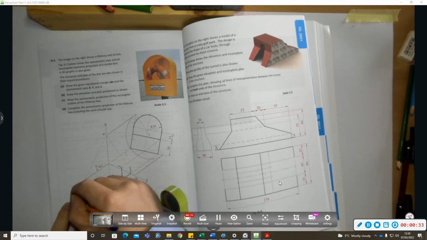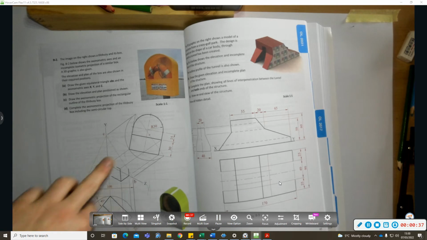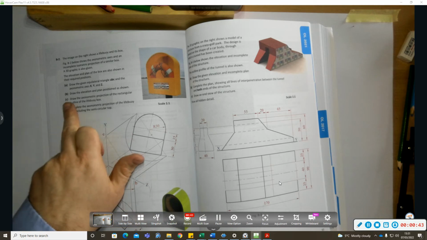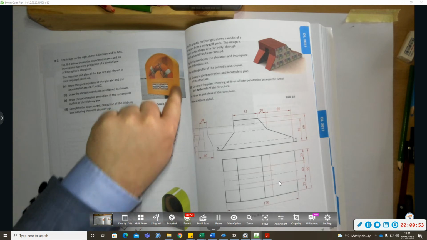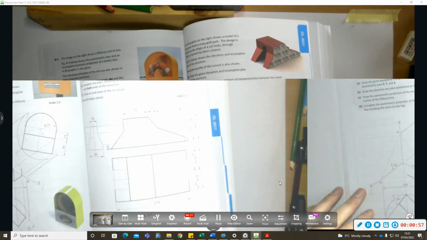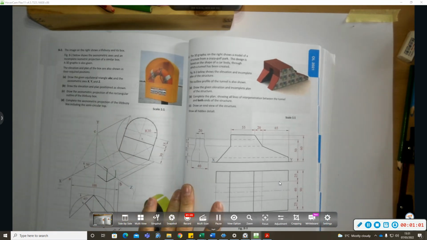Now that should be Z and that should be Y, because that's the elevation. The Z axis is coming out from the vertical plane and the elevation is projected onto the vertical plane. Part B, draw the elevation and plan in their position as shown. Part C, draw the rectangular outline, so the rectangular faces. Part D, complete the curved projection of the life buoy box, including the semicircular top.